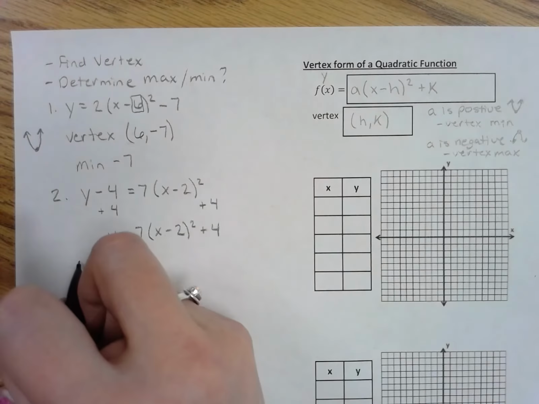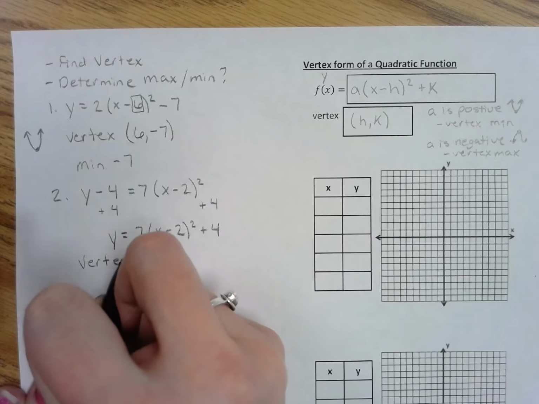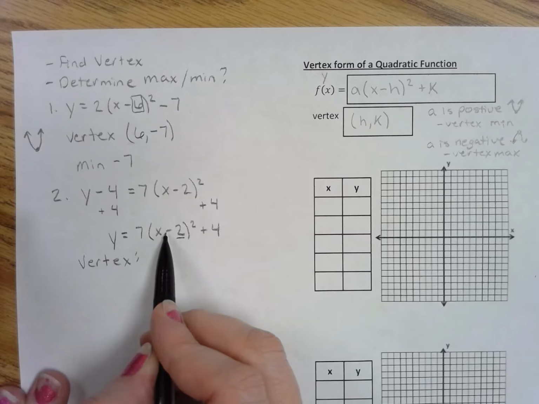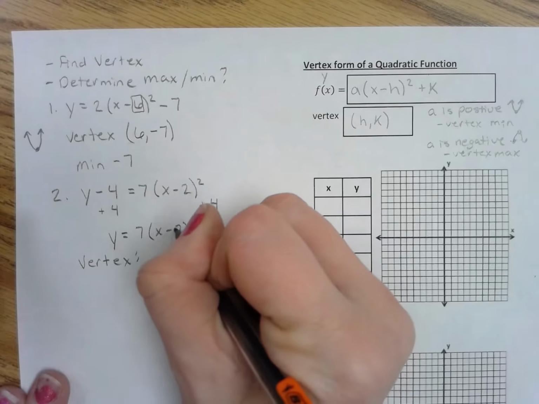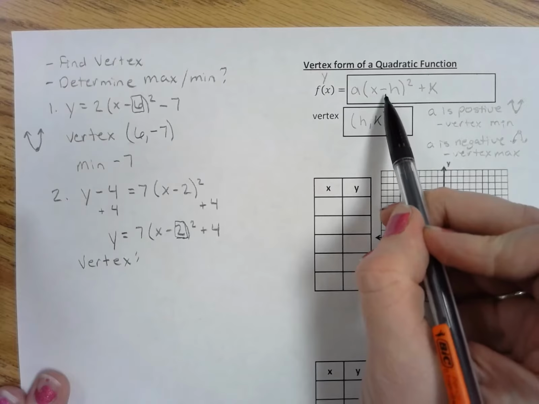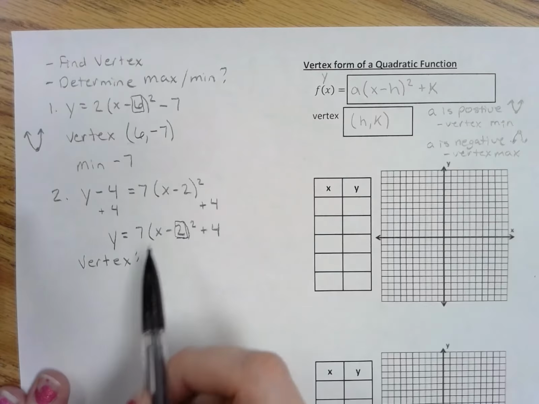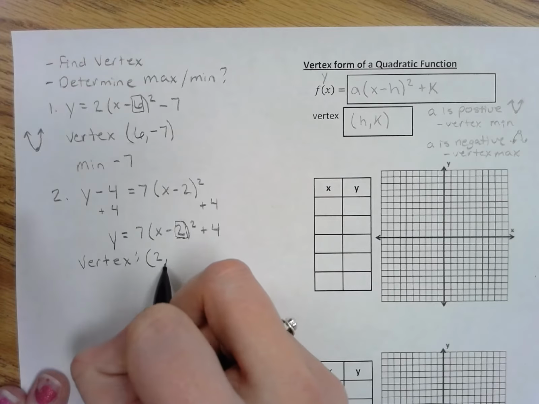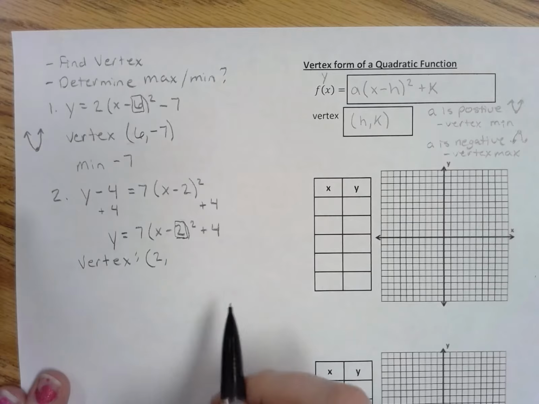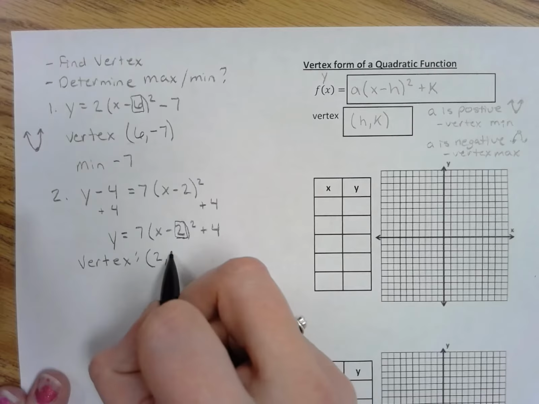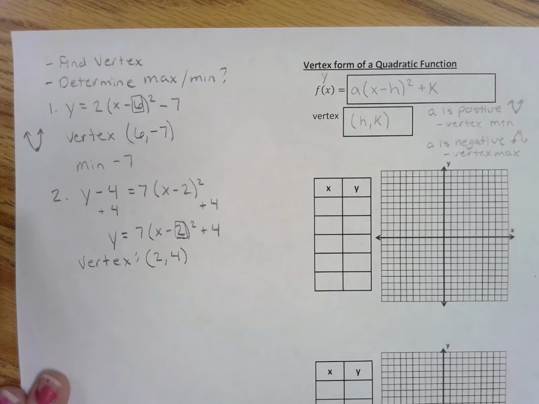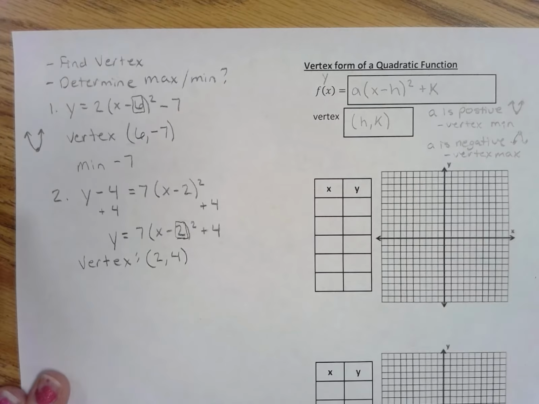So our vertex is going to be named by our (h, k). So here's my h. Again, it says negative. You want to write down the opposite of what you see, because vertex form says it's supposed to be minus h. So 2, comma. For the k value, write down exactly what you see. I see a positive 4, so I'm going to have a positive 4 for that vertex y value. Go back and look at your a value to determine max or min. So my a value is 7.